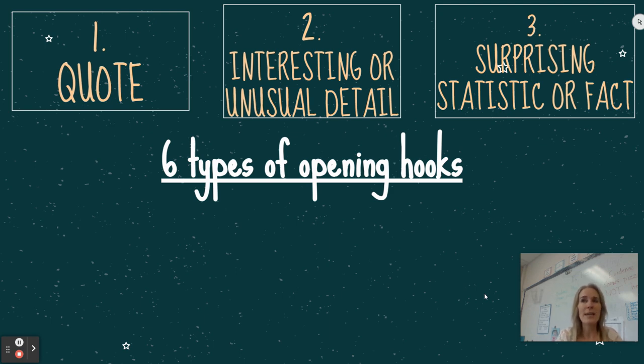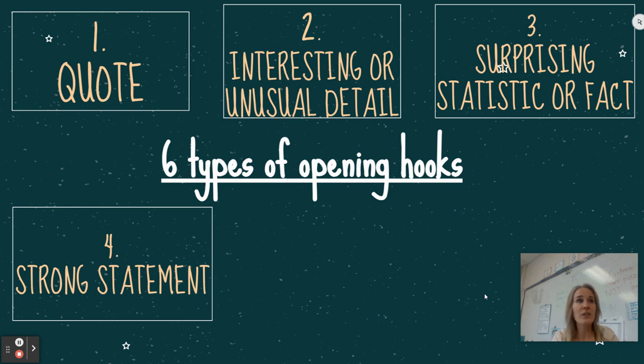Now, we know if we use a statistic, what should be in that fact? Statistics should have numbers. Good. Statistics should have numbers. It's going to be data. The fourth type of opening hook is going to be a strong statement, and I'll give you some good examples of what I mean when I say a strong statement. It's going to be something you say that's going to make your reader go, oh, it's going to catch their attention. Maybe it might make them want to argue with you.